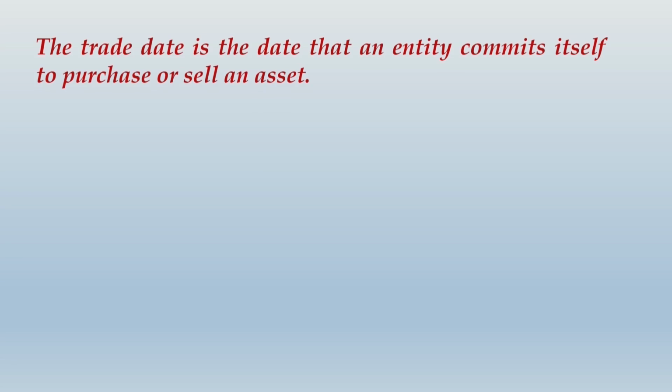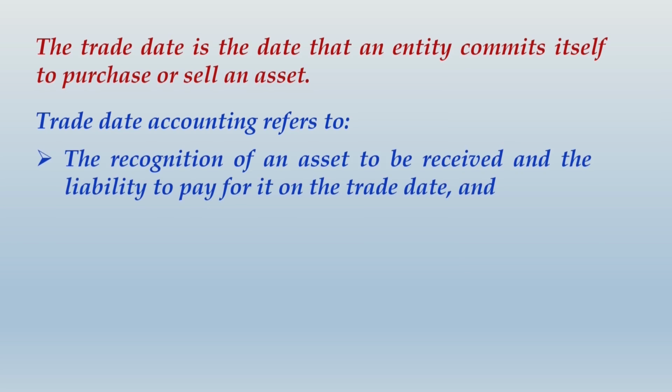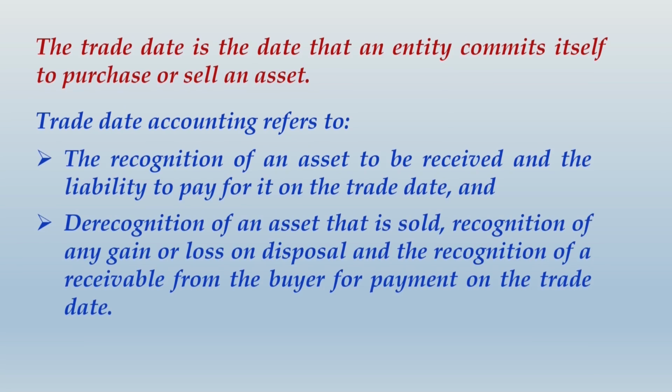Based on what we have just discussed, the trade date is the date that an entity commits itself to purchase or sell an asset. Trade date accounting refers to recognition of an asset to be received and liability to pay for it on the trade date, and de-recognition of an asset that is sold, recognition of any gain or loss on disposal, and recognition of a receivable from the buyer for payment on the trade date. That means recognition and de-recognition both will happen at the trade date itself. So friends, write up these notes and then we shall move ahead.